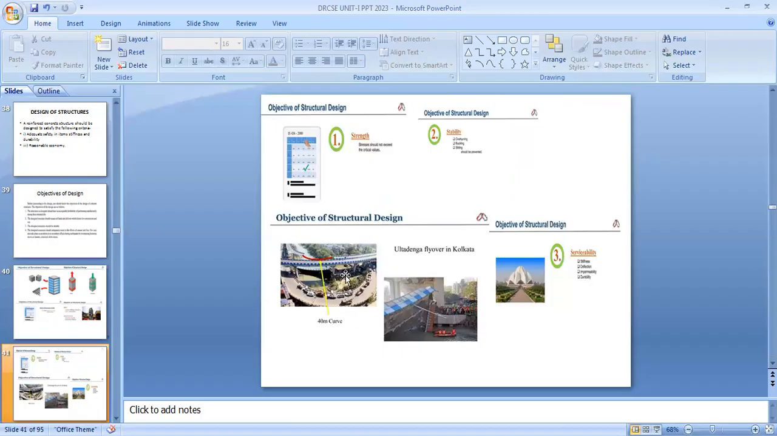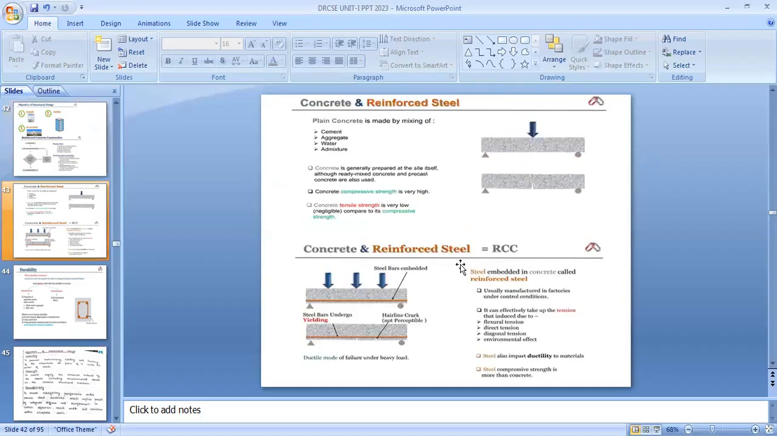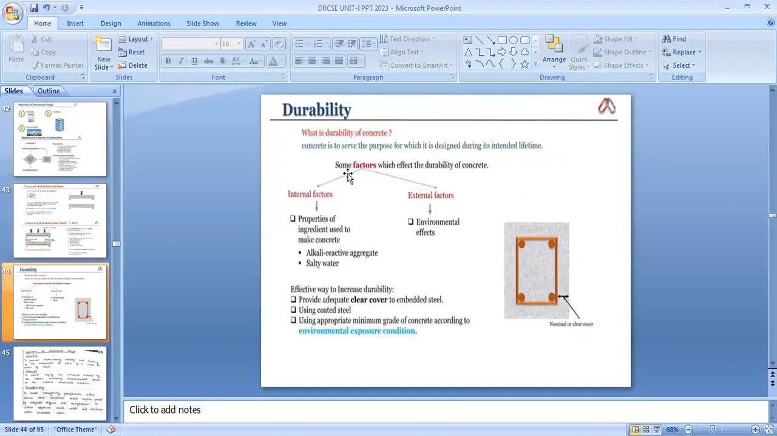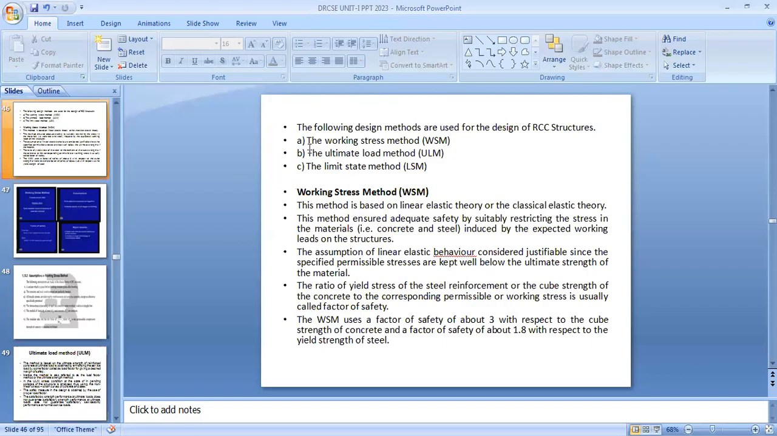So the faulty design, what happened here? The flyover. What is the design? What is the objective of design? It means to design for stability and serviceability. So we need to consider PCC and RCC. The objective of design: there are three methods in structural design: working stress method, elasticity method, and limit state method.